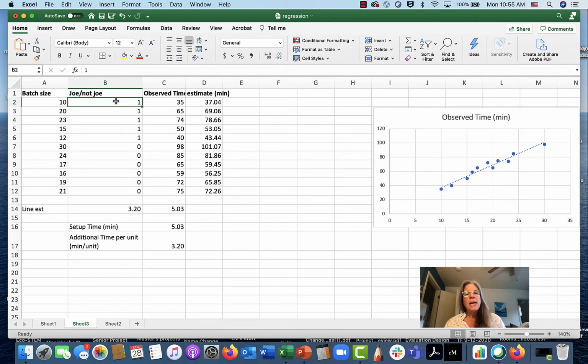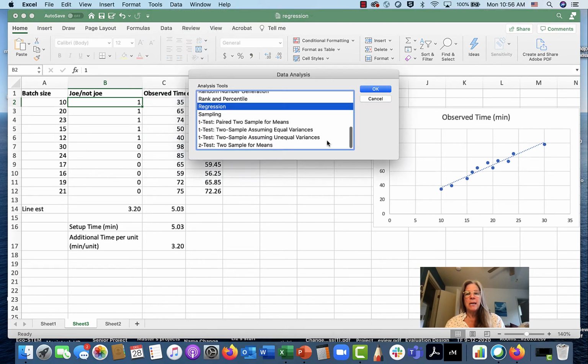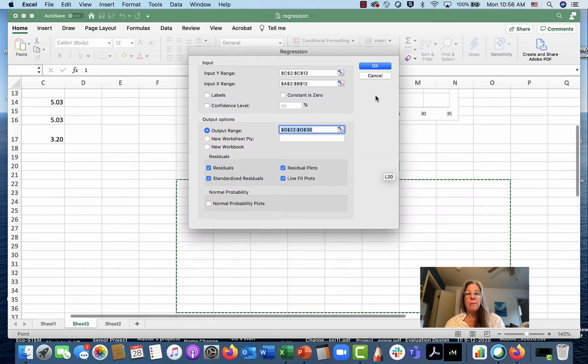So I'm defining a variable that's called Joe and not Joe. If it's 1, that means Joe did it. And if it's 0, it means that Joe didn't do it. So I'm going to use multiple regression now to enhance this model a little bit, and say that I think there's going to be a relationship between the batch size and the worker that can produce the observed time. The way I'm going to do that is to use the analysis tool in Excel for regression.